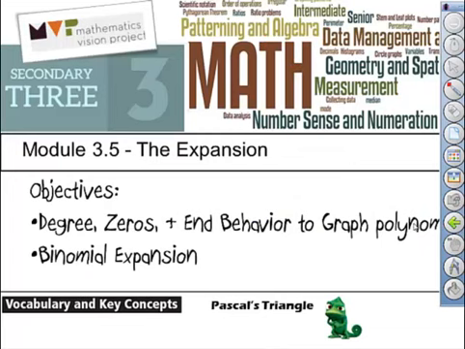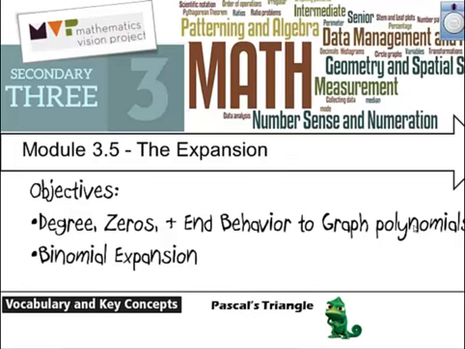All right, moving right along, let's start this lesson, Module 3.5, the expansion. So notice our objectives today are we're going to identify the degree, the zeros, and the end behavior of each polynomial, and hopefully that'll help us when it comes to graphing it. And then the last thing we're going to be looking at is this thing called binomial expansion, and that's where we use this thing called Pascal's triangle. Some of you have probably heard of this before, and if you haven't, it's all right. I'm going to go over it regardless.